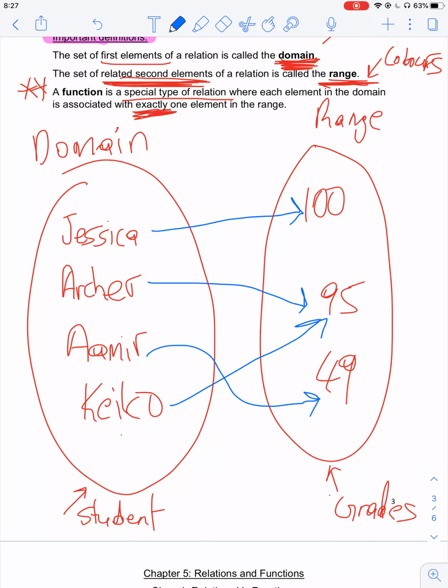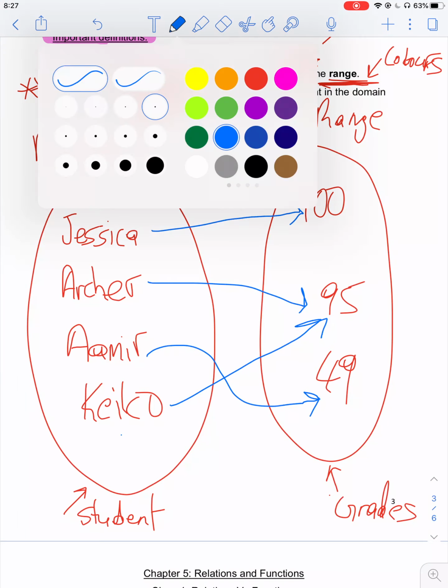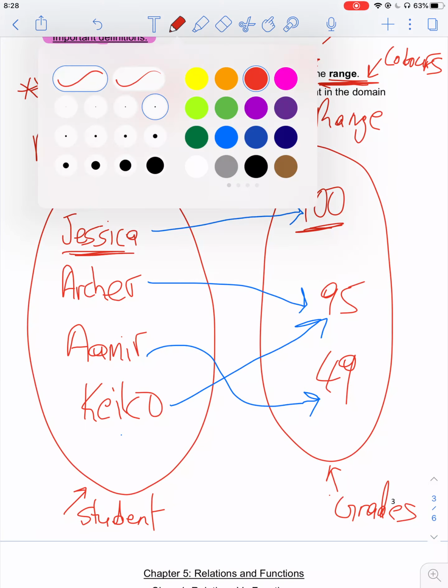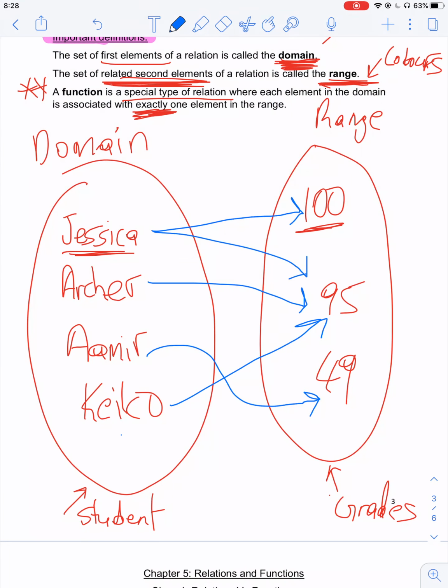Now the question is, is this a function? For it to be a function, each element in your domain set, so let's start with Jessica, should only be associated to one element in the range. And it kind of makes sense. Jessica cannot get 100 on the test and at the same time get 95. That cannot happen. If it's something like this, Jessica getting 195, that is no longer a function. And intuitively, it makes no sense if you think about it.